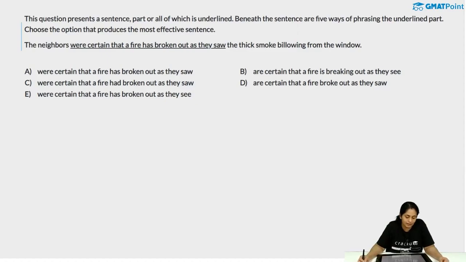The neighbors were certain that a fire has broken out as they saw the thick smoke billowing from the window. So we have that they knew already that some fire has broken out because they saw thick smoke billowing from the window. Now let us take a look at the options.